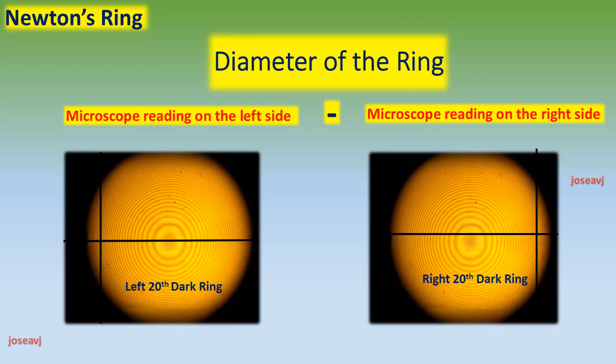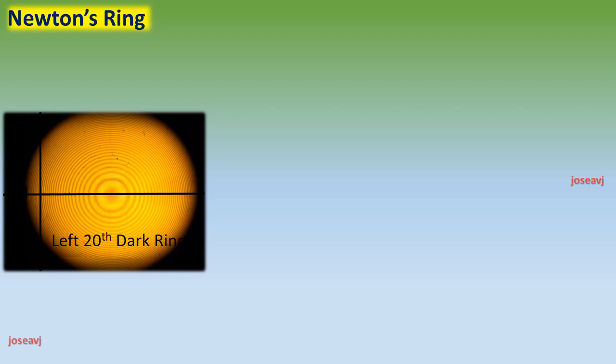To find the diameter of the ring, we take the difference of two readings, that is microscope reading on left side minus microscope reading on right side gives the diameter of the ring. For example, to calculate the diameter of the 20th dark ring, microscope reading corresponding to left 20 minus microscope reading corresponding to right 20 gives the diameter of the 20th dark ring. Now we are going to tabulate the observations for wavelength measurement.